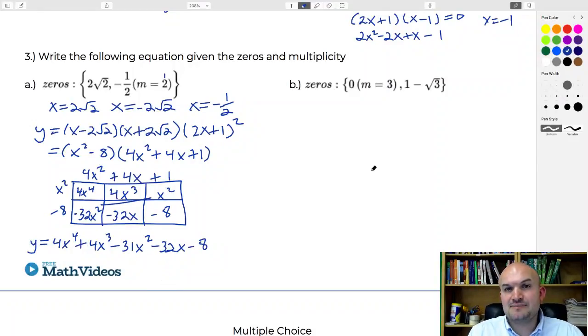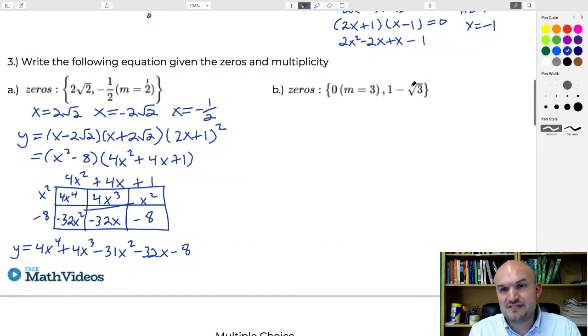Okay, so the next example, we're going to do the same thing, but this one comes with a little caveat. You can see we have a term with the real solution as well as the irrational part, right? So same kind of thing. You're going to set this equal to x. So x equals 1 minus the square root of 3.